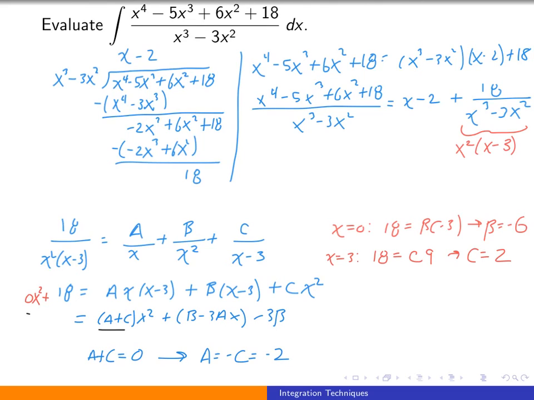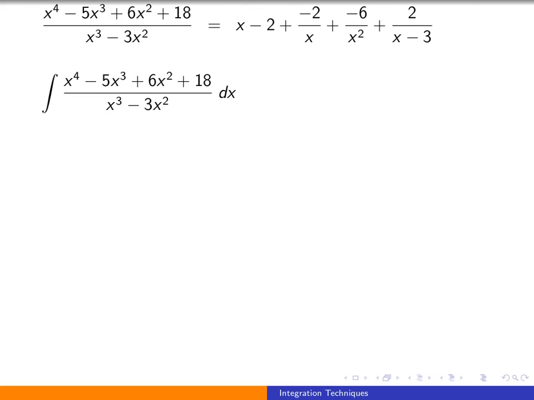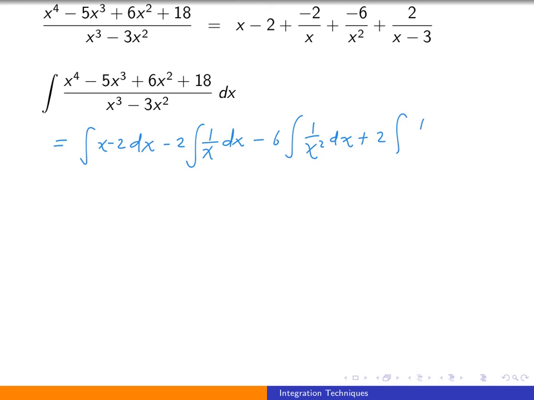So now that the algebra is taken care of, we can do the easy part in this problem, which is evaluate the antiderivative. Okay, so I've cut and pasted our work from the previous slide, and what we'd like to do is just go through and anti-differentiate term by term. So we have the antiderivative of x minus 2, minus 2 times the antiderivative of 1 over x, minus 6 times the antiderivative of 1 over x squared, plus 2 times the antiderivative of 1 over x minus 3.